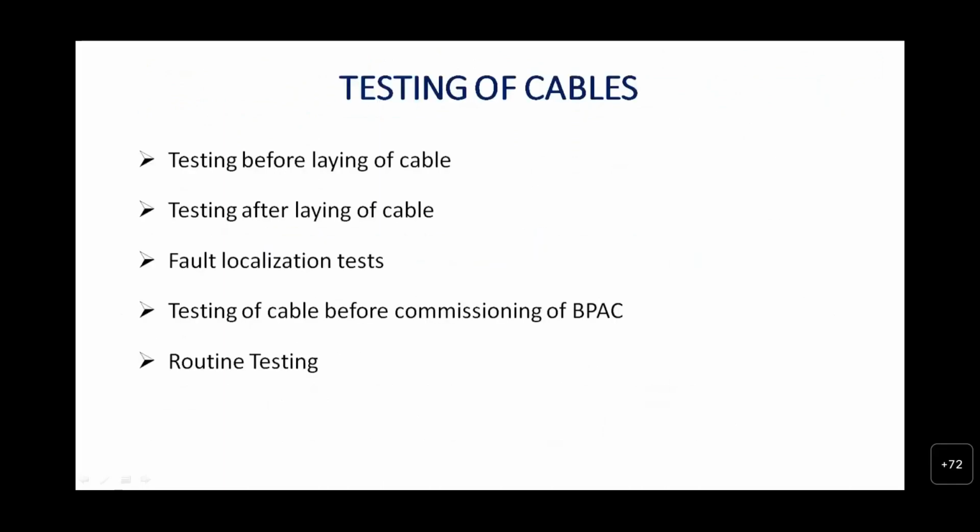So as far as maintenance of the quad cable, different tests have been conducted for the cables: testing before laying of the cable, testing after laying of the cable, fault localization test, testing of cable before commissioning, and routine tests.